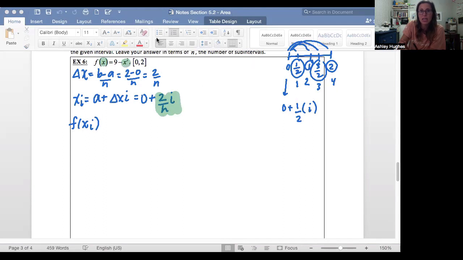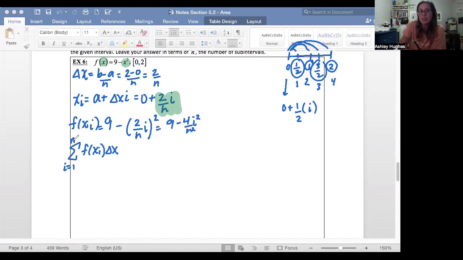So f of xi would be 9 minus 2 over n i squared, or in this case, 9 minus 4 over n squared, i squared. Okay, now we're going to do the summation. We're summing up those heights times delta x, because this is the height times the width. That gives you the area, from i equals 1 to n.